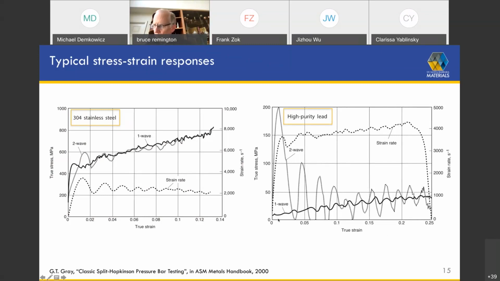What you now find is if you use the one wave solution, this is the back face stress to get the stress strain curve, you get the solid line. And if you look at the front face stress, this dotted line, you see these huge oscillations. And that tells you that the specimen is not in equilibrium during this test. So you want to do something different with the test, or you have to be cognizant of this in interpreting your experimental results.